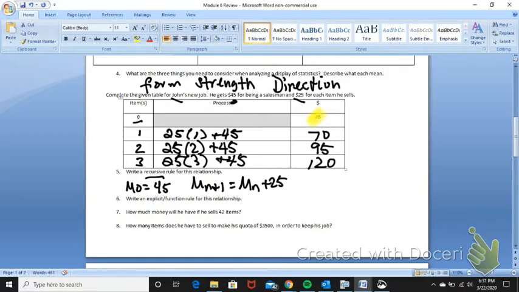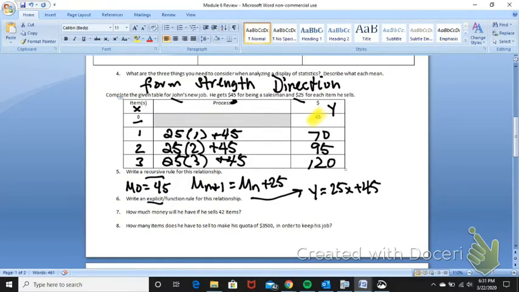Pretty easy there. All right, so number 6, it's asking about the explicit. So all we have to do is really just look at the process on this one. So for the explicit, y equals 25x plus 45. And that's really just taking this process and moving it over to the explicit, replacing the 1, 2, and 3 with your x. So if you remember, here's your x right here, here's your y right here. So just plugging it in like that, easiest way to solve that one.